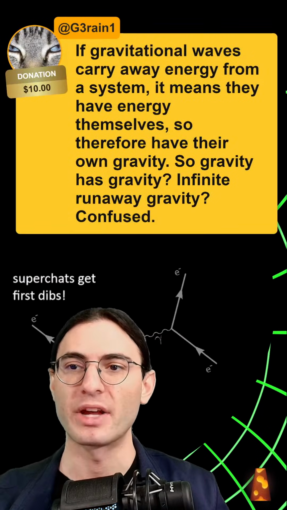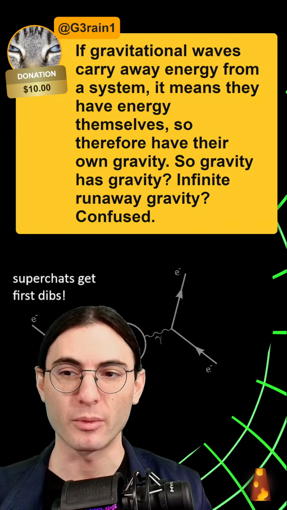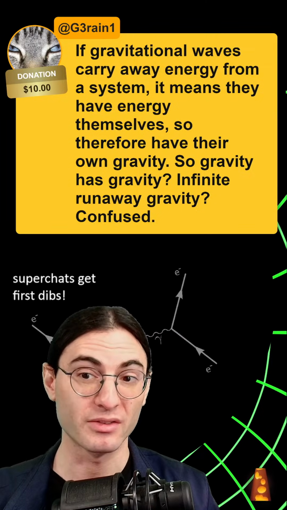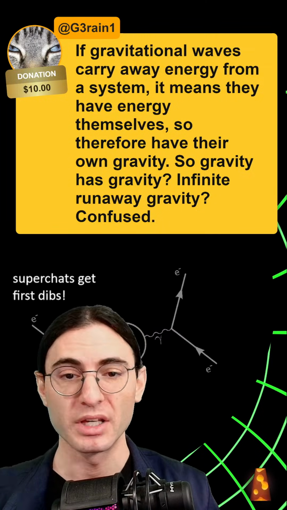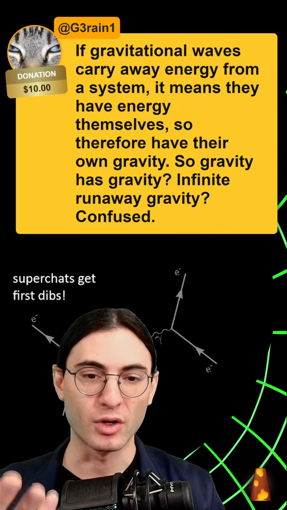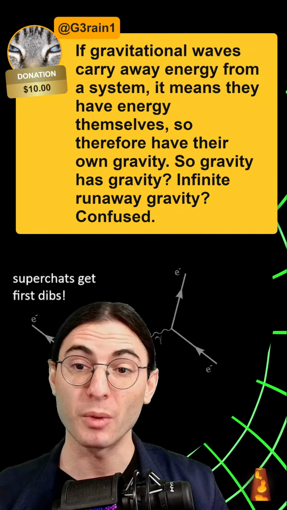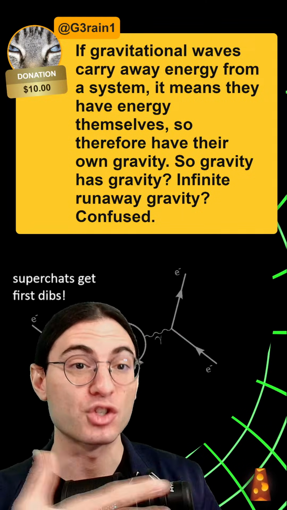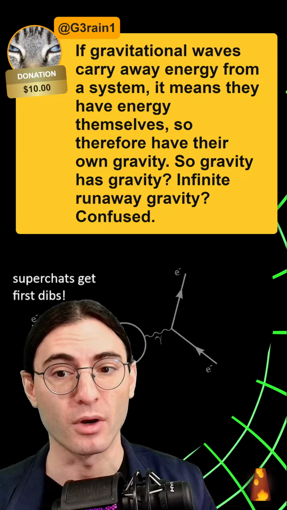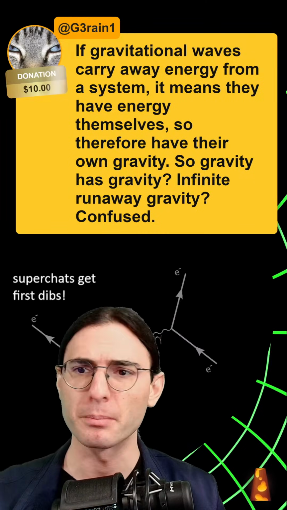If gravitational waves carry energy away from a system, it means that they have energy themselves, so therefore have their own gravity. So gravity has gravity, infinite runaway gravity? Confused. Yes, gravity does have gravity. In fact, this is because gravity is described non-linearly by general relativity. It's not infinite runaway gravity, because the gravity of a gravitational wave, call it the gravitational power, is much smaller than the gravitational wave itself. And then the gravity from the gravitational power of the gravitational wave's power is smaller still. So it is like an infinite sum, but it's convergent. That's the way to think about it.